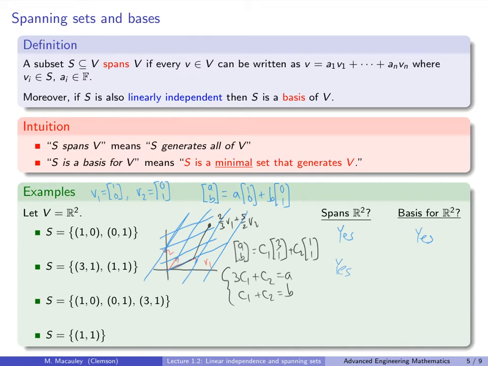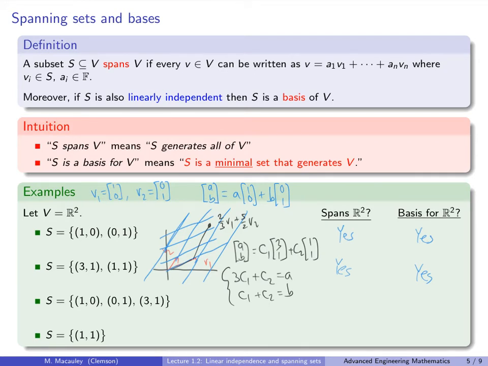Now, is it a basis? Is this linearly independent? The answer is yes. These vectors are not collinear. They do not lie in the same line. So this is a basis. And hopefully you can see, going back to our intuitive definition, that these span R2, but they minimally span R2. If you remove either v1 or v2, the grid goes away and you no longer generate all of R2.